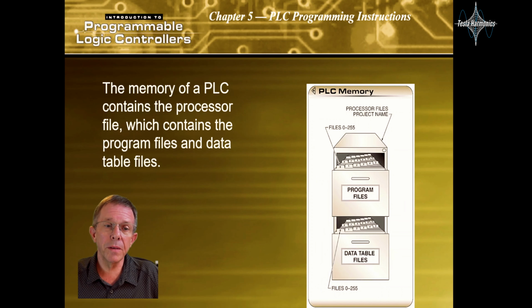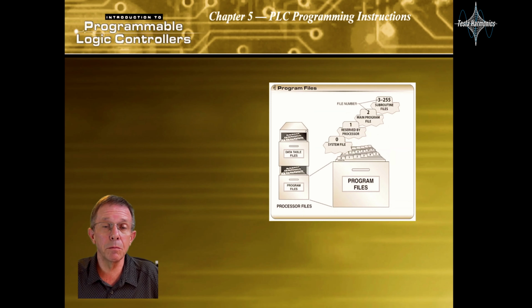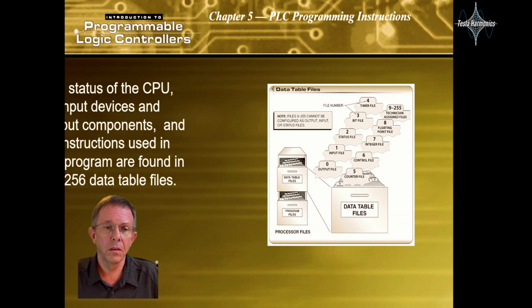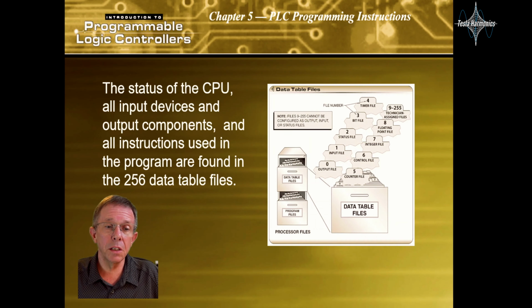The memory of a PLC contains the processor file, which contains the program files and data table files. There are 256 possible program files with the function of program files 0, 1, and 2 defaulted by the PLC. The status of the CPU, all input devices and output components, and all instructions used in the program are found in the 256 data table files.